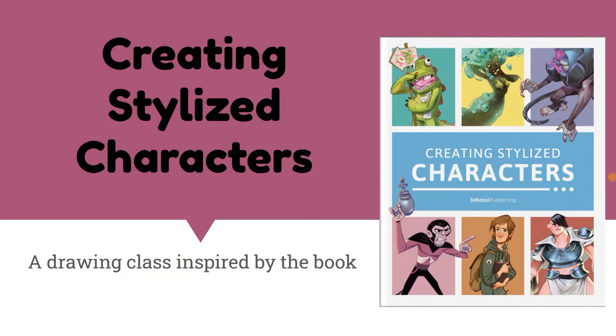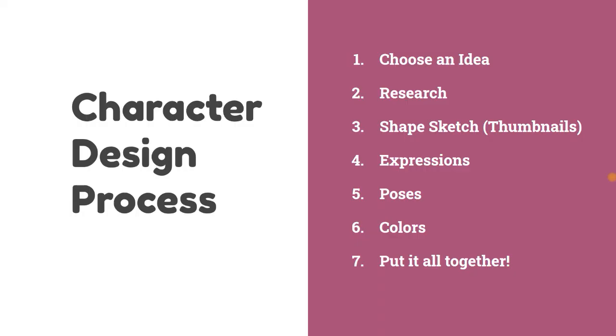So this little slideshow is just a form of reference for you guys to check in and see where you are in the process and what you should be doing next anytime you want to work on your project outside of class time. So our character design process has 7 stages. They're choose an idea, research, shape sketching, which is also known as thumbnails, expressions, poses, colors, and then you put it all together.